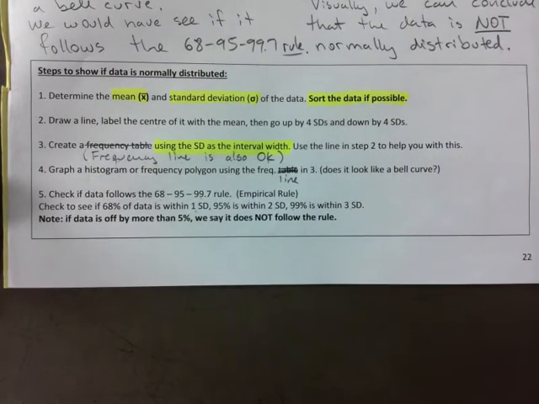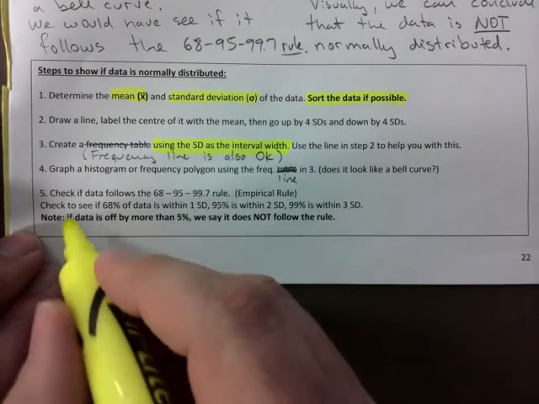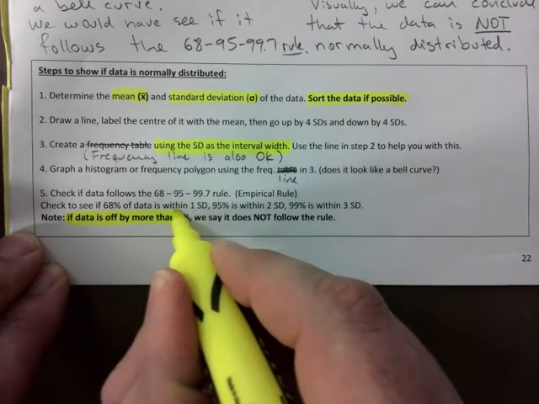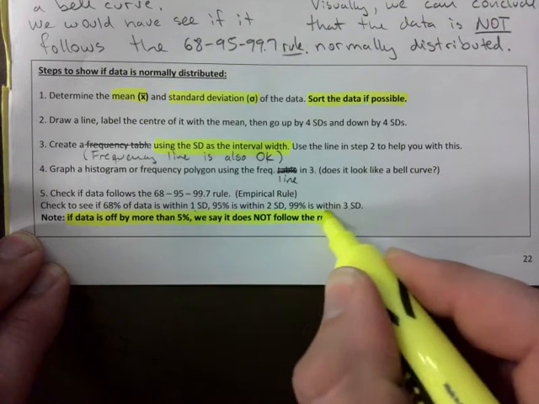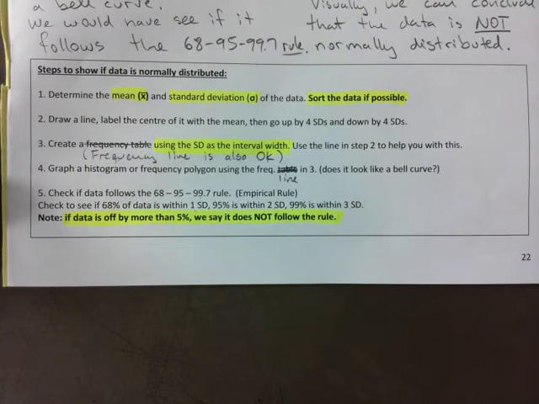And this is important. If data is off, right? If data is off by more than 5%, we say that it does not follow the rule. Okay.